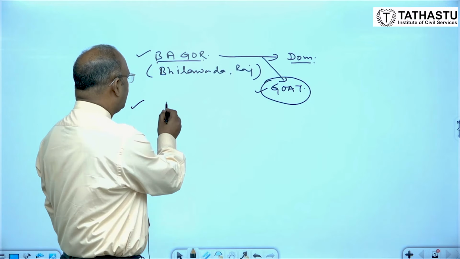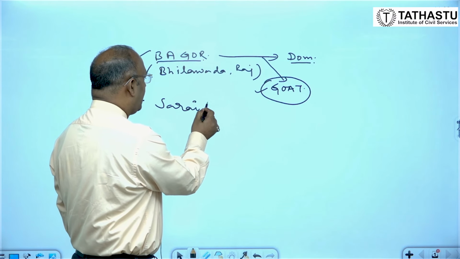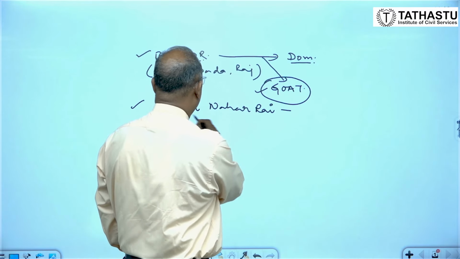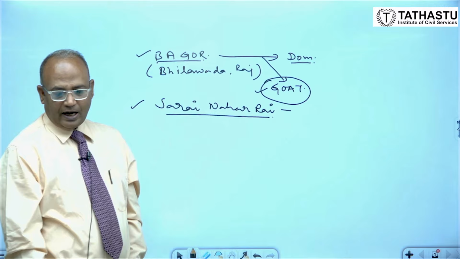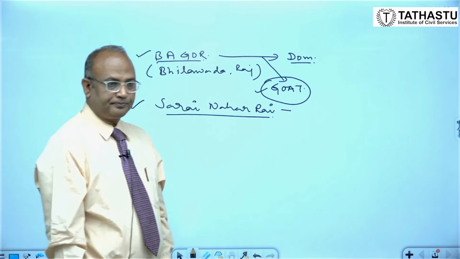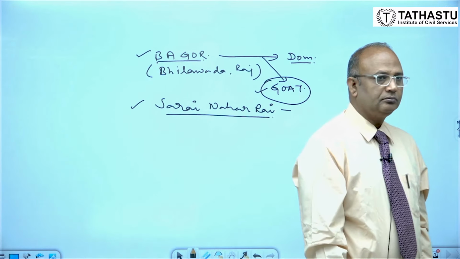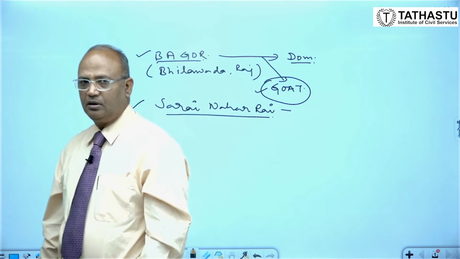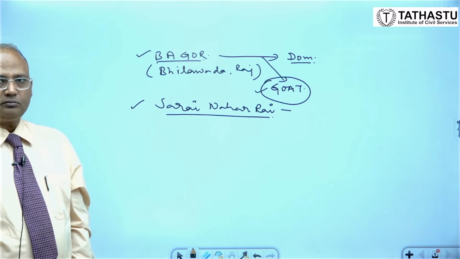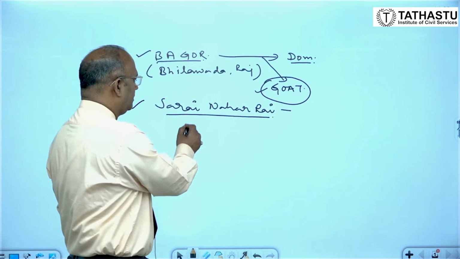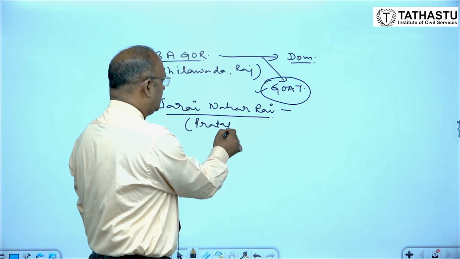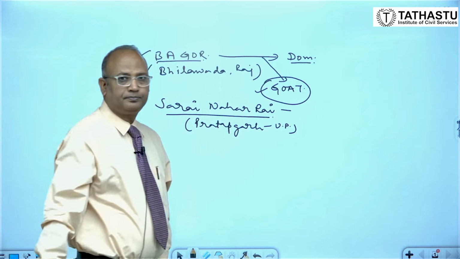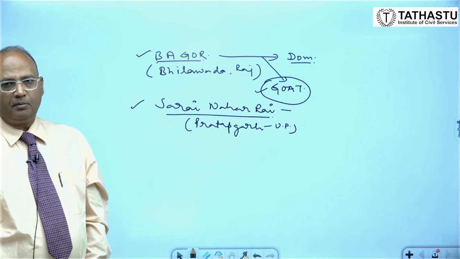There is also one more site, Sarai Nahar Rai. Write down, Sarai Nahar Rai. So that site belonged to which period? Mesolithic period. The location is Pratapgarh district, UP.